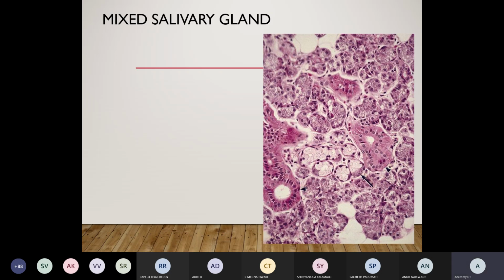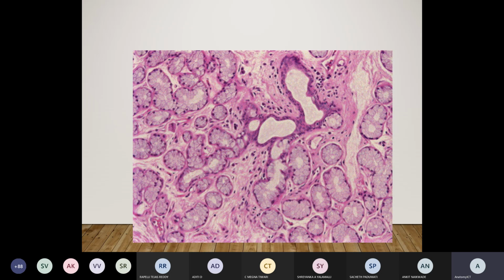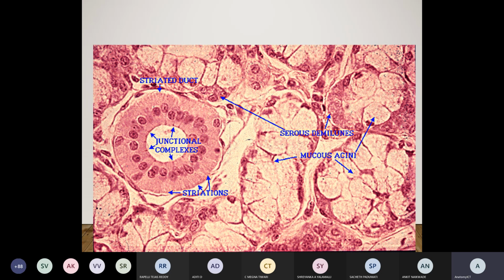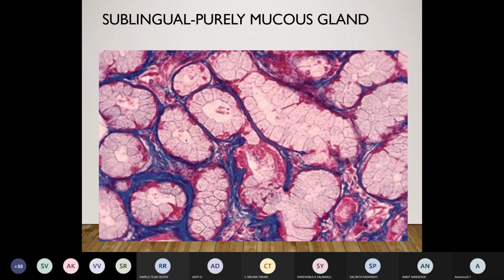This is a mixed salivary gland, where we have both serous and mucus acini along with the ducts within the interlobular area. Mucus acini completely appear like empty cells only, right? But they are in a nest-like appearance. So this clearly shows the serous demilunes, mucus cells, and there are striations of the capsular area and junctions between them. This is the sublingual gland, purely mucus, completely mucus. Septa you can appreciate over here, duct you can appreciate over here, and acini also you can appreciate over here.